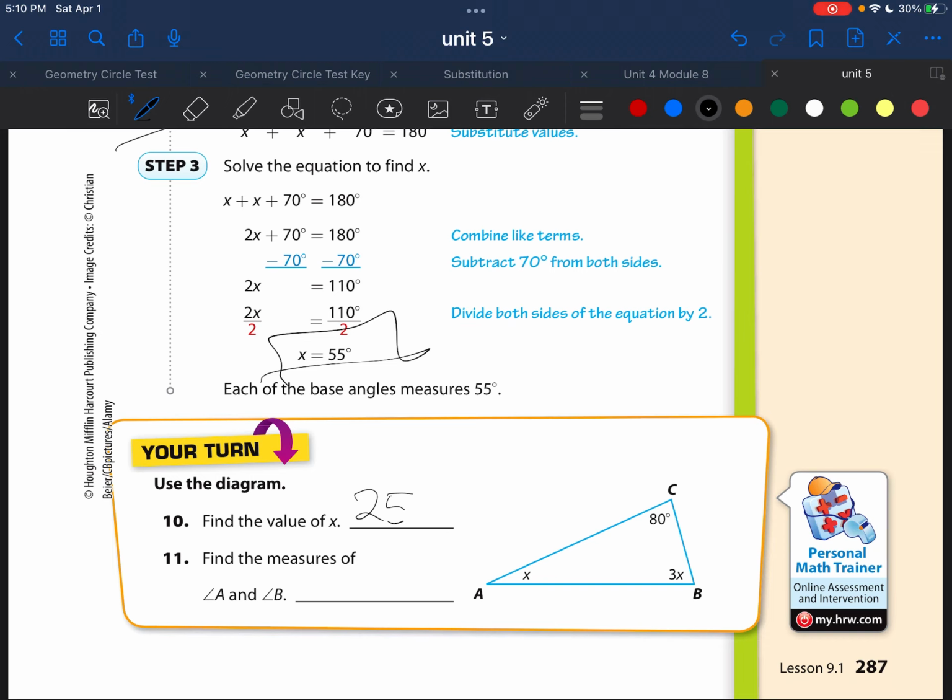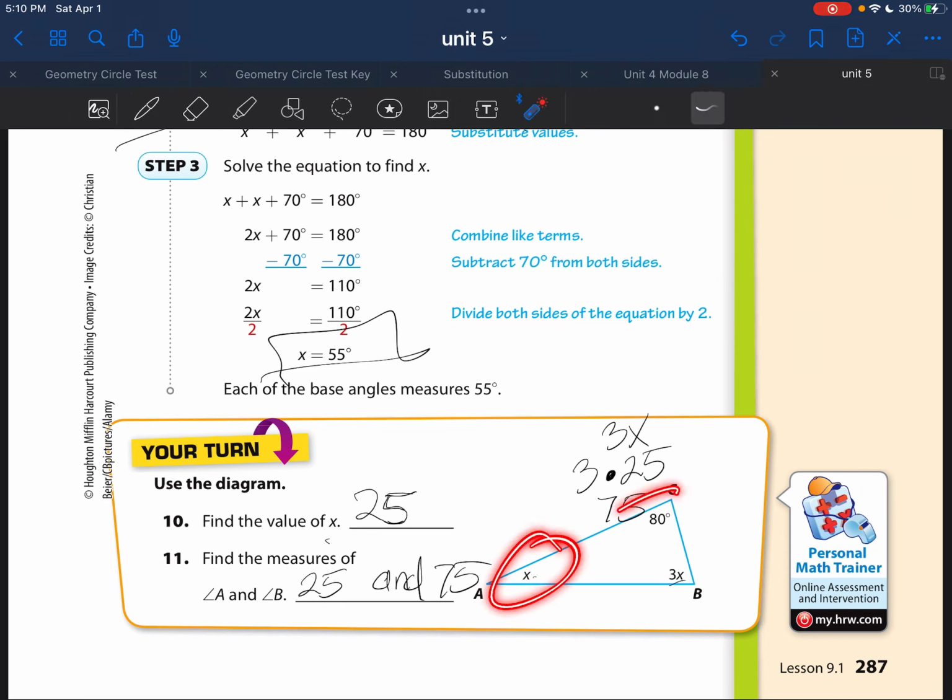Alrighty. And we're moving on. Now it wants me to find the measure angles of A and B. Well, angle A is X. I already know what my X is. It's 25. So now I just have to figure out what my angle B is. So it's 3X. So I'm going to do 3 times 25. Okay, and 3 times 25 ends up being 75. Okay, so literally all I'm doing is my substitution. Read these carefully. Okay, when you get to these, read them carefully and make sure that you go back, double check yourself. Okay, don't move too quickly on these.